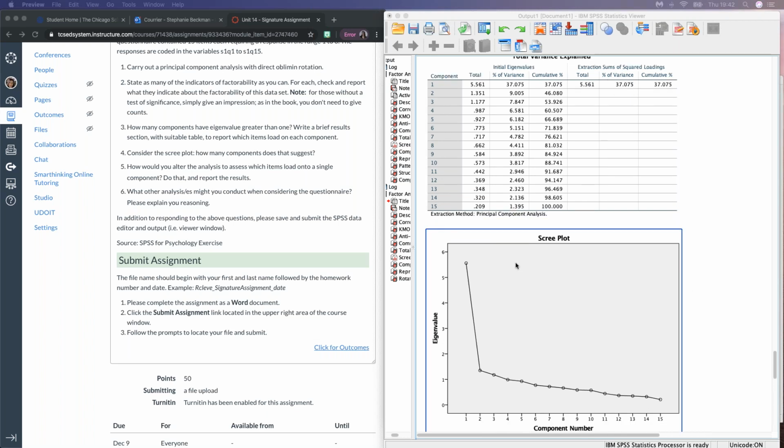And if we look at the scree plot, this is going to look the same as before. But again, we have this big drop here. So it seems like there's this one component that a lot of things pertain to. And these other ones are really not all that strong.